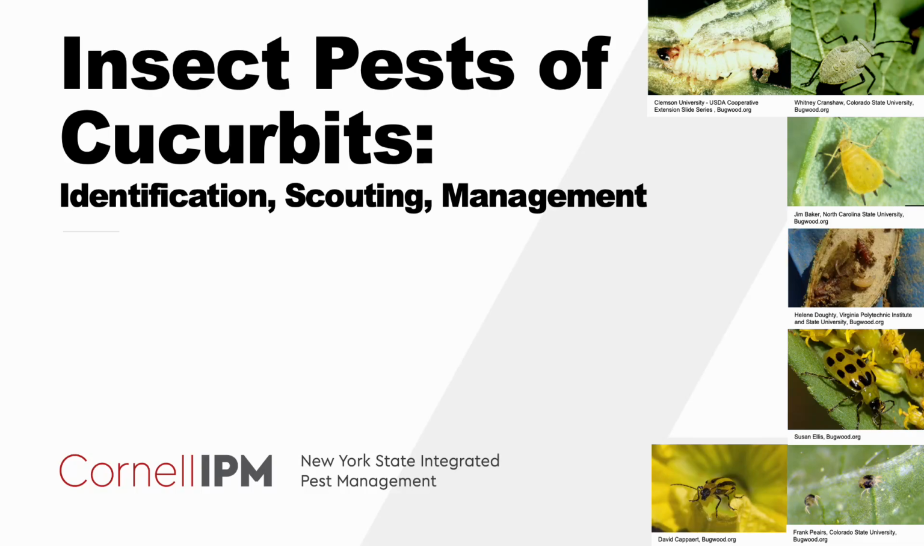Welcome to the Integrated Pest Management for Insect Pests of Cucurbits: Identification, Scouting, and Management. This course focuses on the key insect pests that affect cucumbers, melons, pumpkins, and squash, and how to manage them using integrated pest management practices.